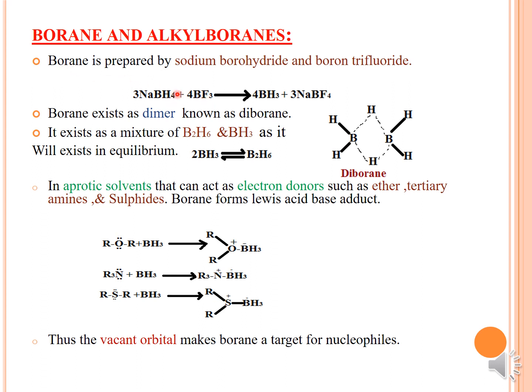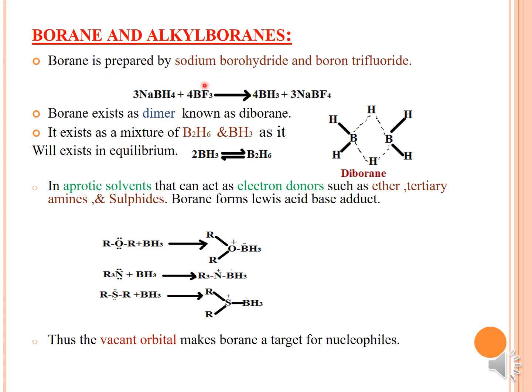What is borane? Borane is nothing but a boron compound, that is BH3. If you take two molecules of BH3, it will give you diborane, which is in the dimer form. So how is borane prepared?